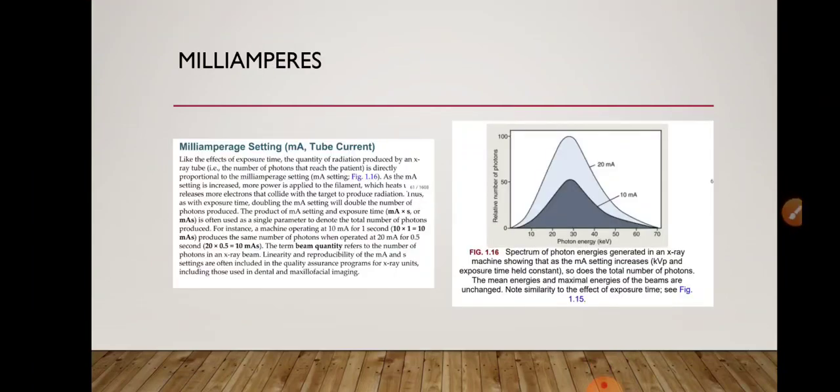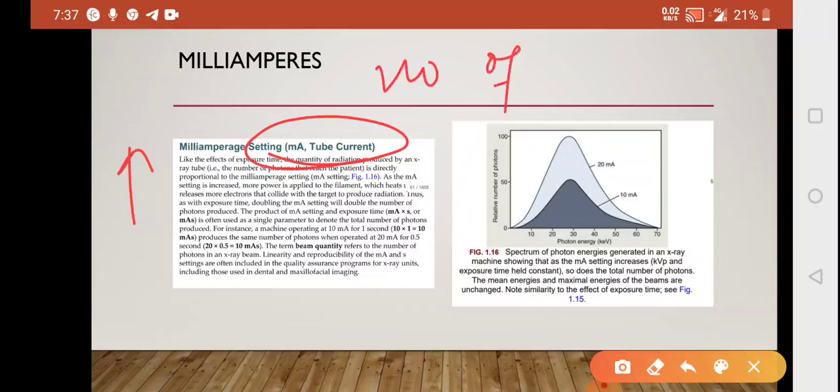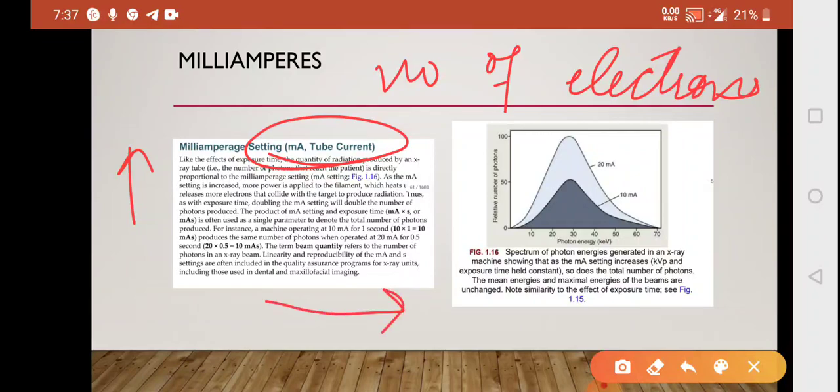Next come milliamperes. As I told you yesterday also, as the tube current increases, the number of electrons that are released increases. So this is the effect of milliamperage. As I have told you, if in 1 second 5 electrons are hitting the target, but if you increase the milliamperage, then in 1 second 10 electrons can reach the target, as a result of which more X-rays will be produced. The direct effect of milliamperage, that is the current, is on the number of electrons.